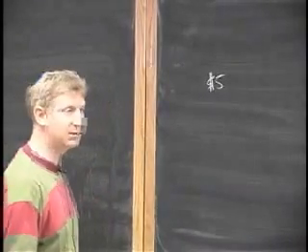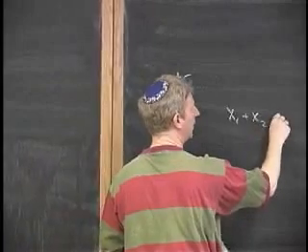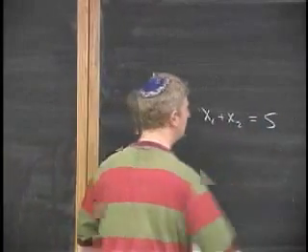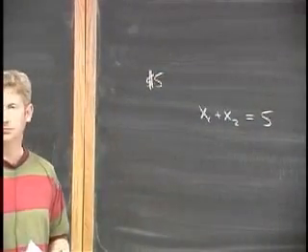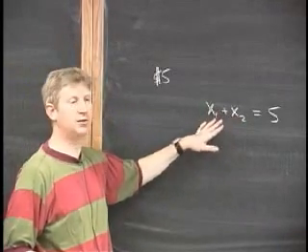Here's another way to look at it. I have 2 numbers, x1 and x2, and I want these to equal 5. This will be cookie 1, this will be cookie 2. So how many solutions are there to this equation?